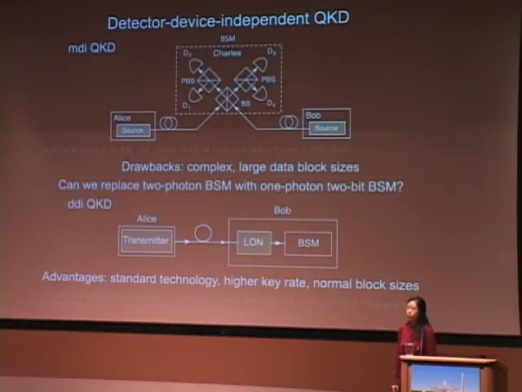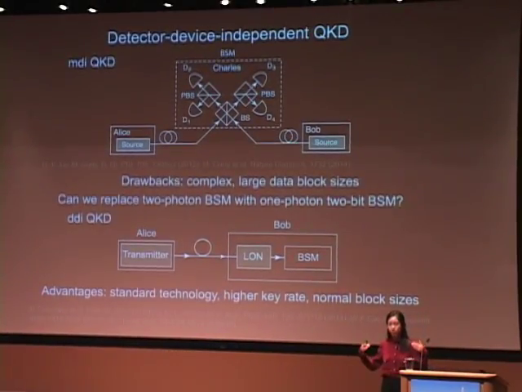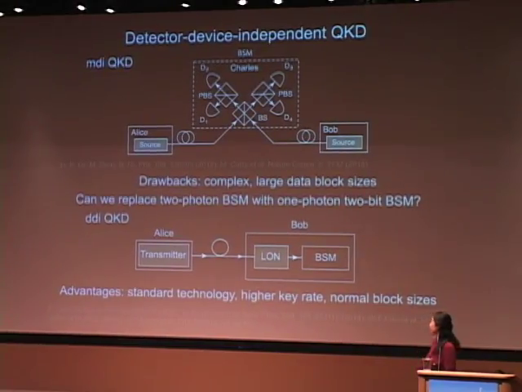But there are two drawbacks of this protocol. The first one is the technical complexity, because we require two single photons from different sources and then get an interference. It's still a little bit hard right now. The second one is that we require a large data block size for post-processing. So we are thinking, could we replace two-photon Bell state measurement with one-photon but 2-bit Bell state measurement? The answer is yes.